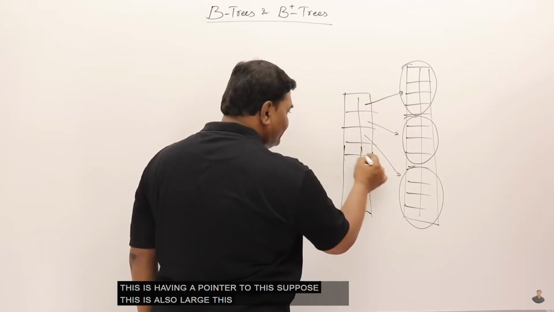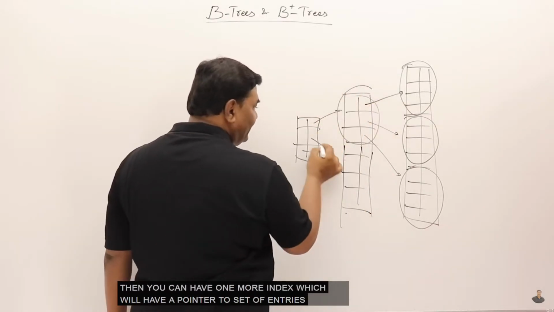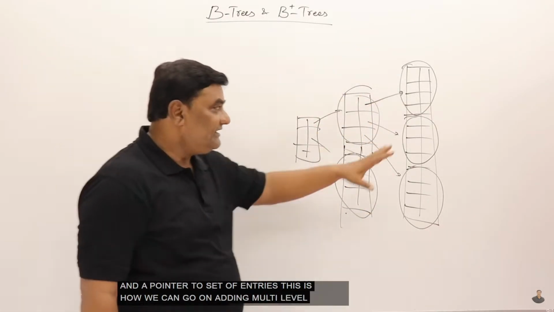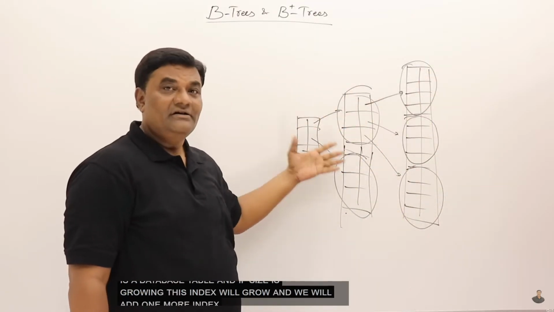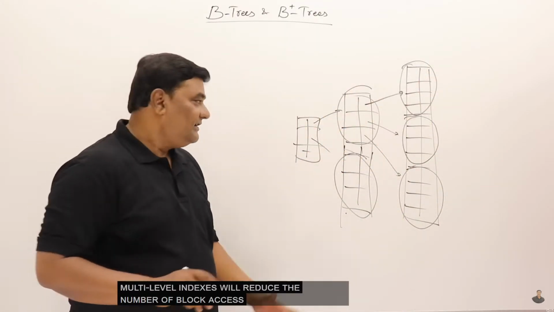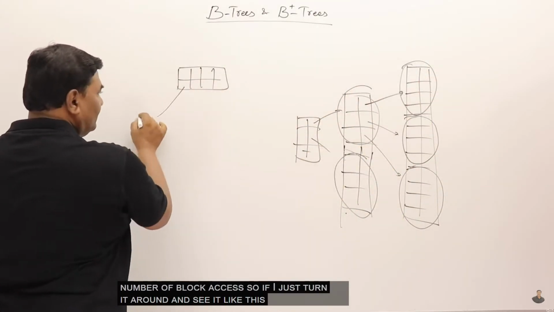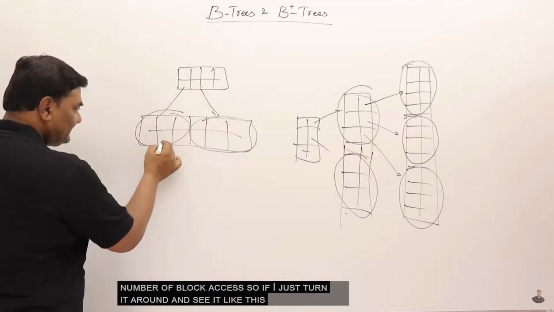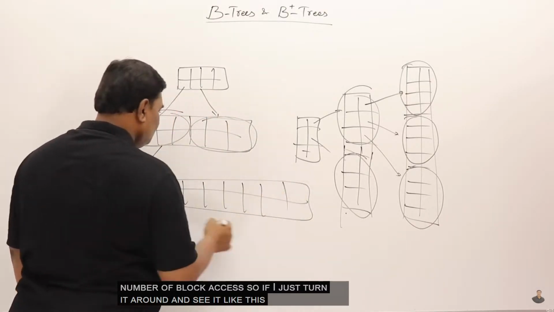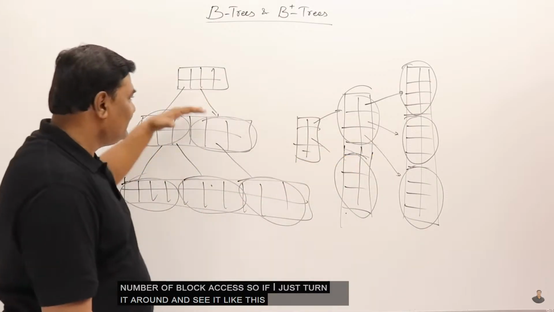Suppose this is also large. Then you can have one more index which will have a pointer to a set of entries and a pointer to a set of entries. This is how we can go on adding multi-level index if the database table size is growing. This index will grow and we'll have one more index, one more index. Adding multi-level indexes will reduce the number of block access. So if I just turn it around, next level index, then next level index, this is how the multi-level index looks like.